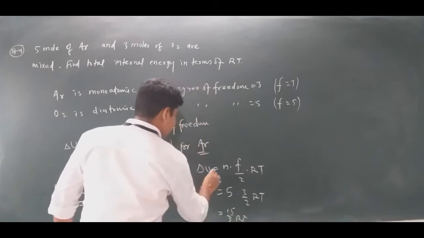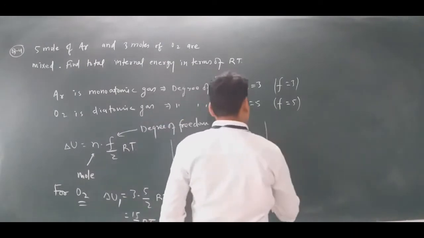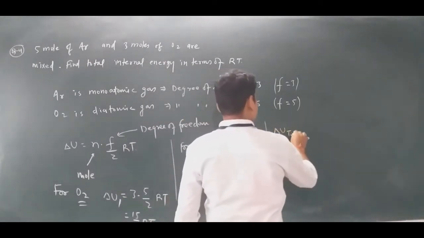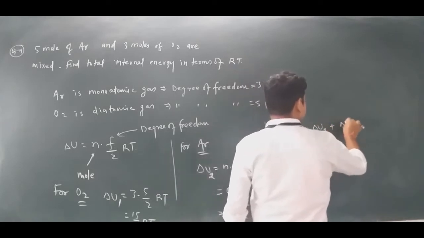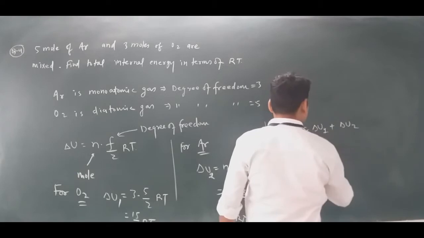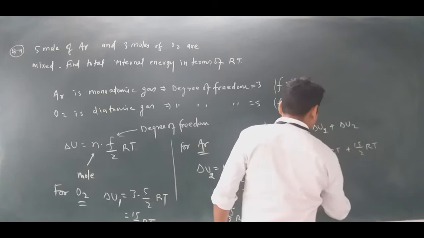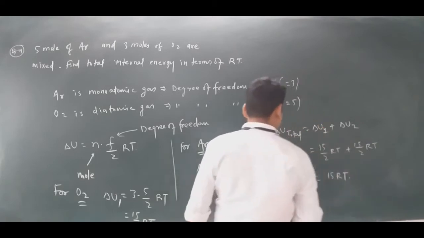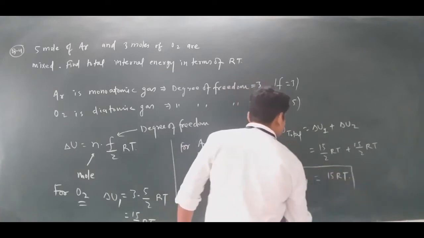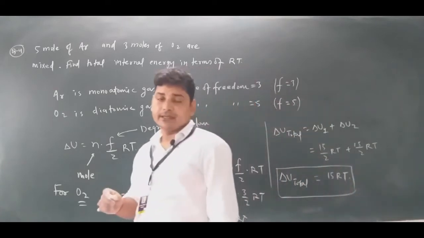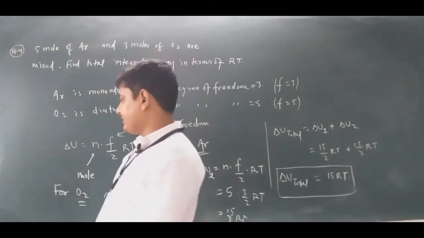So if we calculate this internal energy delta U1 and delta U2, the total internal energy change will be delta U1 plus delta U2. So 15 by 2 RT plus 15 by 2 RT, that means 15 RT. So the total internal energy change when the two different gases, argon and oxygen, are mixed will be 15 RT, where T is the corresponding temperature and R is the gas constant.